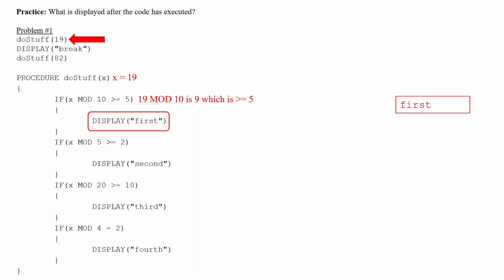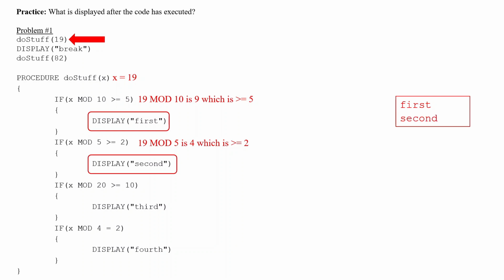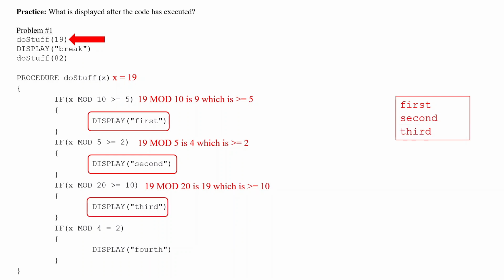And because this is if statements and not like an if else statement, that means that I'm going to move on to the next statement and run that. 19 mod 5 is 4, which is greater than or equal to 2. So I'm going to display second. 19 mod 20 is 19, which is greater than or equal to 10. So I'm going to display third. And then 19 mod 4 is 3, which is not equal to 2, so I don't display fourth.